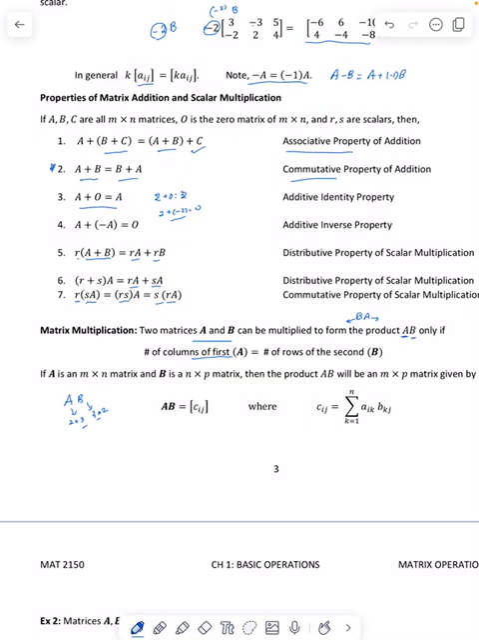And what will be the size of the resultant? Let's say AB gives us a matrix whose name is C. Then the order of C will be whatever is left over. So 2 by 2. First this 2 and then this 2.